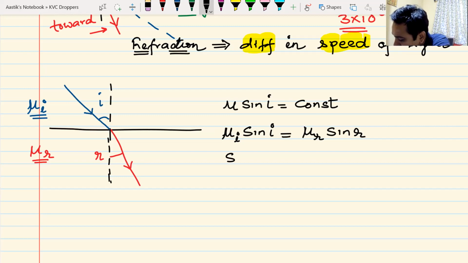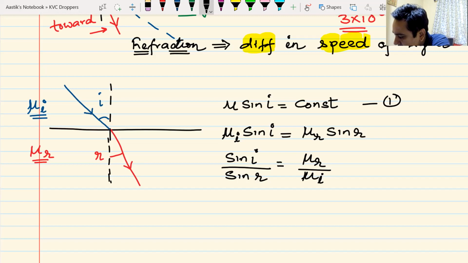So I can write this law in this way also. Sine of I divided by sine of R is equal to mu of R divided by mu of I. So either you write it like this, equation number one, or you write it like this, or you write it like this. We all mean the same thing. Is it clear to everyone? Yes, sir. I'll give you a minute to note it down. The only thing that is a bit confusing is what is mu. We will discuss mu once you write this thing down.